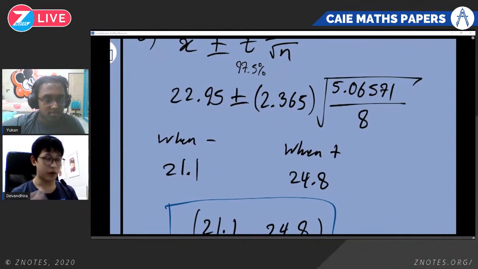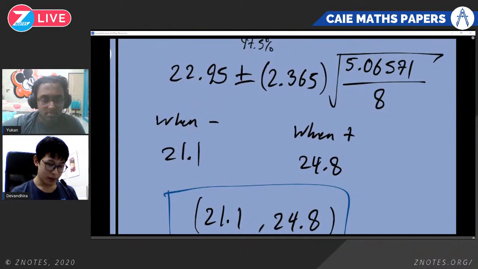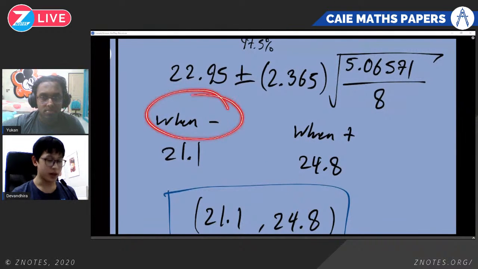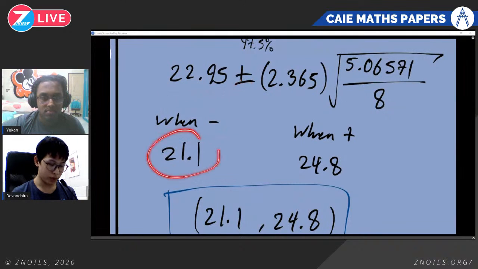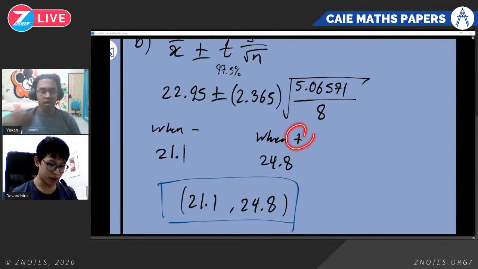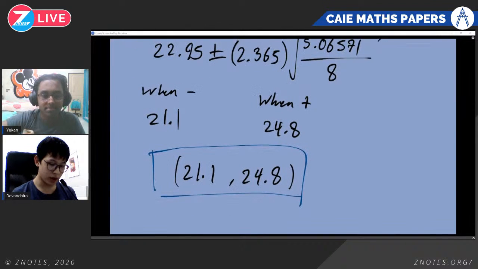And then you just have to compute when it's at plus and minus, just like how you do quadratic equation. You find when it's plus and minus. So same thing. When it's minus, you get 21.1. While when you put a plus here, it's 24.8. So that means your interval is right here. Remember, you put a bracket.